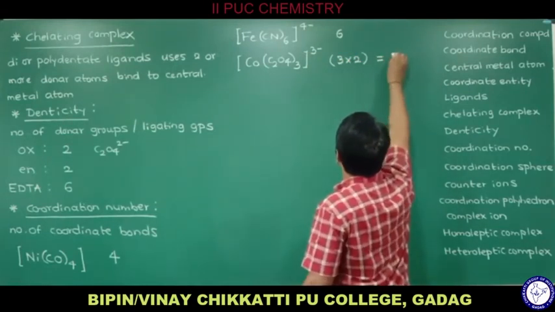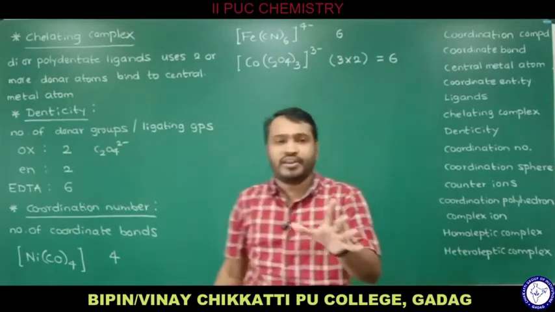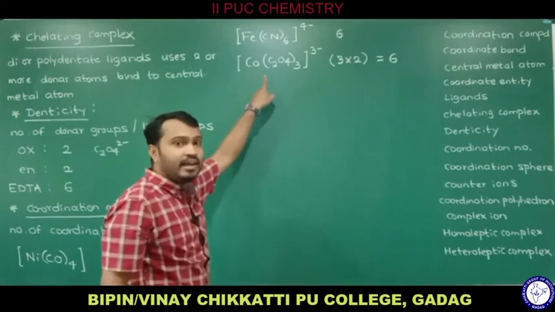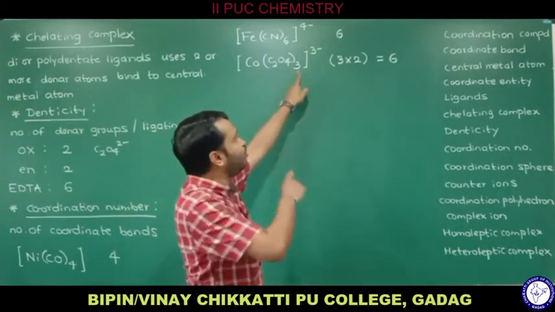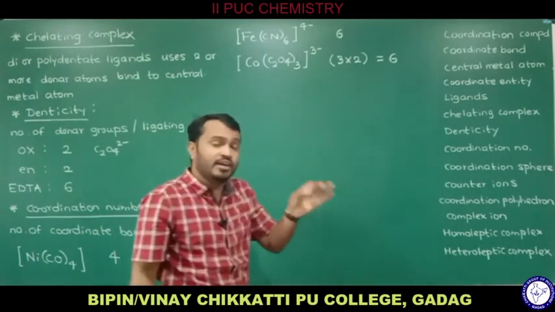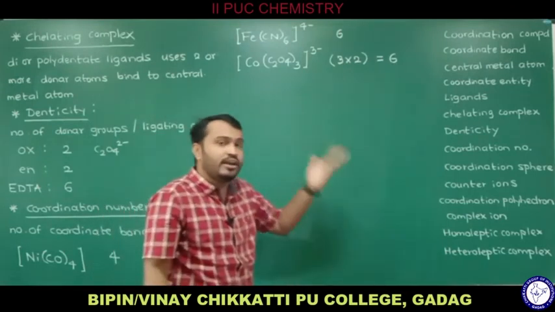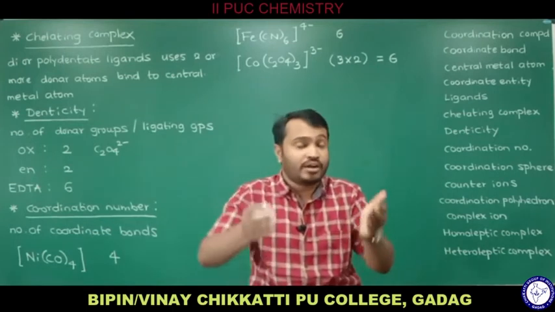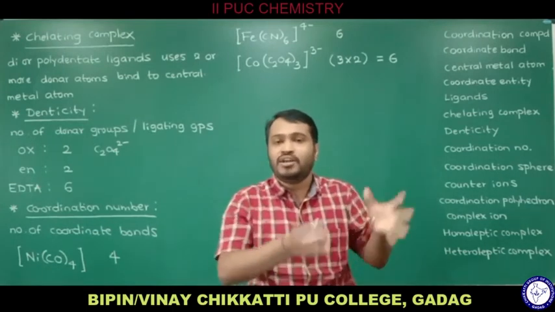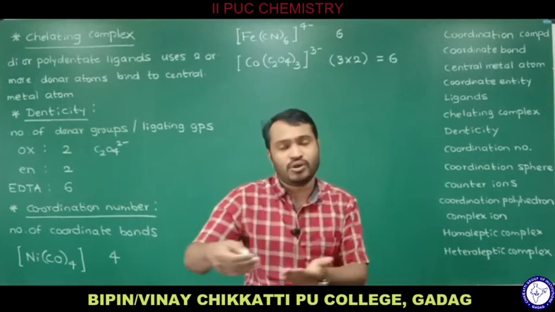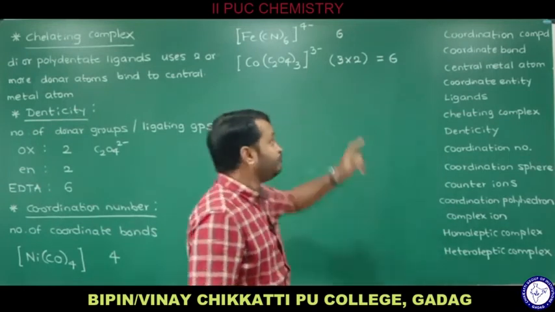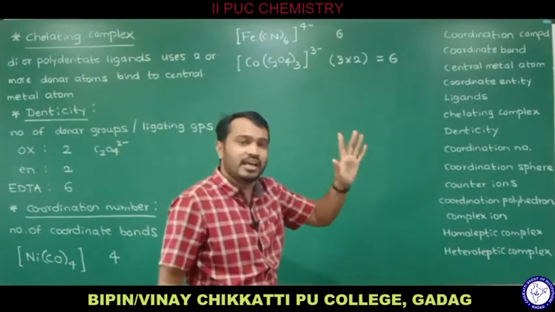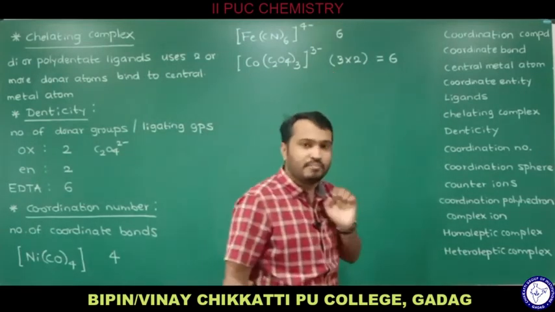Therefore, how many coordinate bonds do we have? 6. What is the coordination number? 6 is the coordination number. Since it is a bidentate ligand, I multiplied the number of ligands by 2, because here I am going to talk about the coordination number. Coordination number is nothing but the total number of coordinate bonds, and a coordinate bond is formed when one atom donates a lone pair of electrons to another, particularly the central metal atom. Therefore, 3 into 2 is 6, and that is the coordination number.